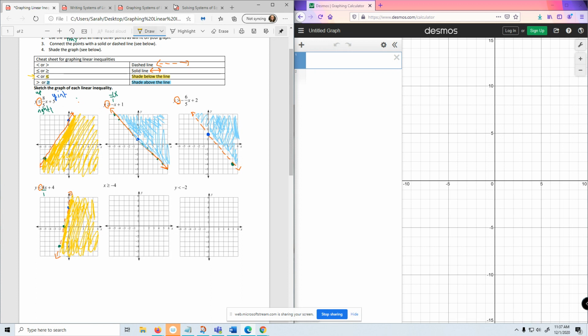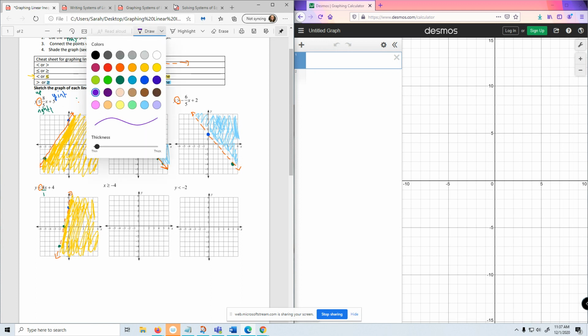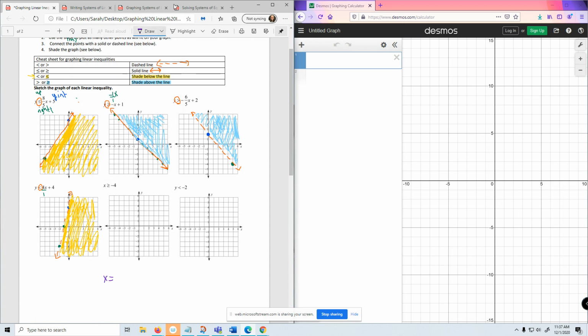Now, the last two inequalities look different than what we graphed before, so I've got to tell you a little bit of information. Let's pretend this was an equal sign for a hot second. If I have x equals number, that is going to be a vertical line. We haven't seen those before, at least this year in this class. And it goes through that number on the x-axis.